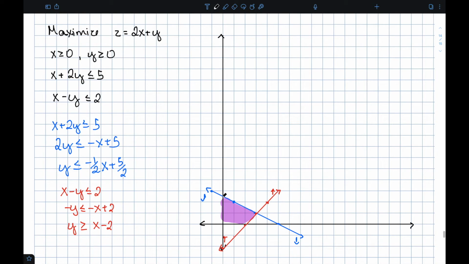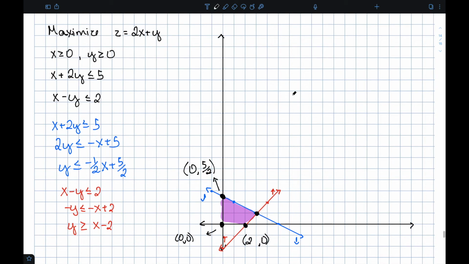I now have 4 vertices. One here, one here, one here, and one here. This one down here is probably the easiest. It's 0, 0. This one right here, this is the y-intercept of the blue line. So in this case, x is 0, y is 5 over 2. This is the x-intercept of the red line. In this case, y is 0 and x is 2.